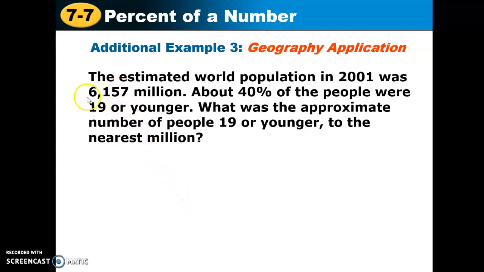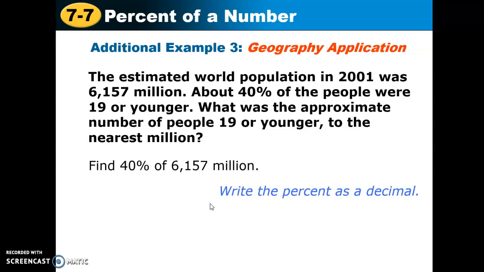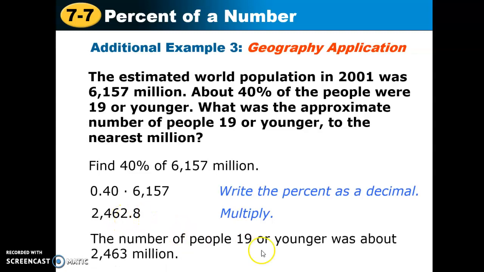So what you're going to want to do is take this number here, just the 6,157, ignore the million for a minute. That's kind of like a unit, so to speak. So we're just working with this number, 6,157, and we want to find 40% of it because almost half the world was younger than 19. It's kind of crazy when you think about it. So we're going to, again, change this to a decimal. We can change it to 0.4 or 0.40, multiply them together, and we get 2,462.8, but that's not our answer. We have to tack on the word million, okay?